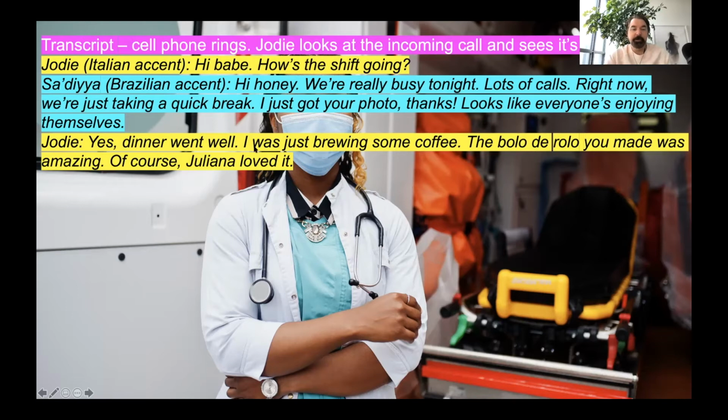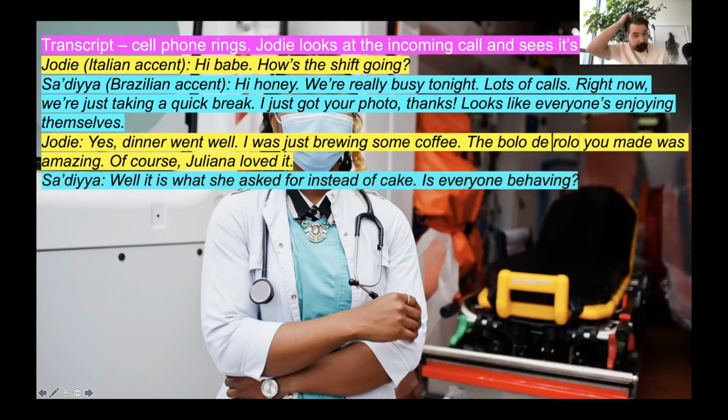Here we can see some of the household activities and progressive verbs that we mentioned are the target language that are happening. You'll note that bolo de rolo is at least some dish, if you can't figure out from context which dish it is, but it's some dish anyway. So we can see that English isn't solely used. Well, it is what she asked for instead of cake. Okay, so now we can see that it is a kind of dessert.